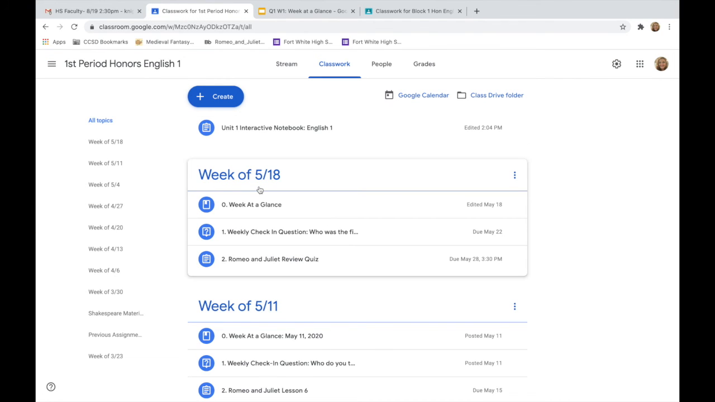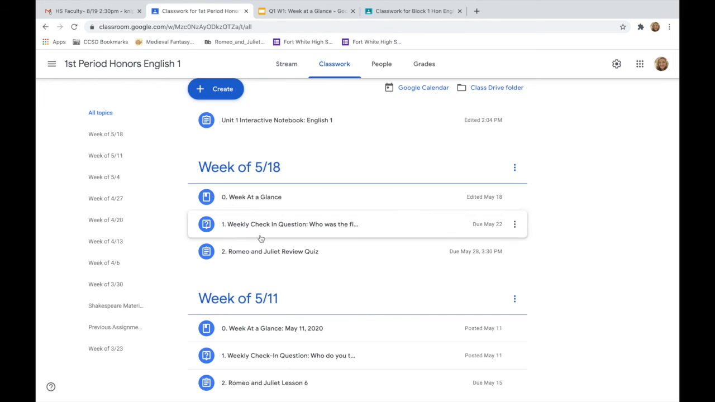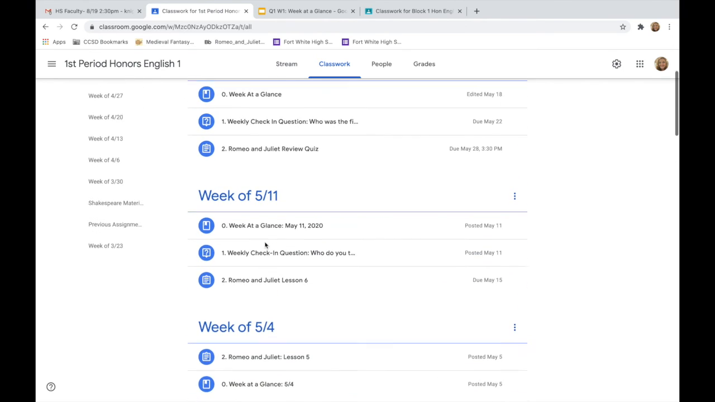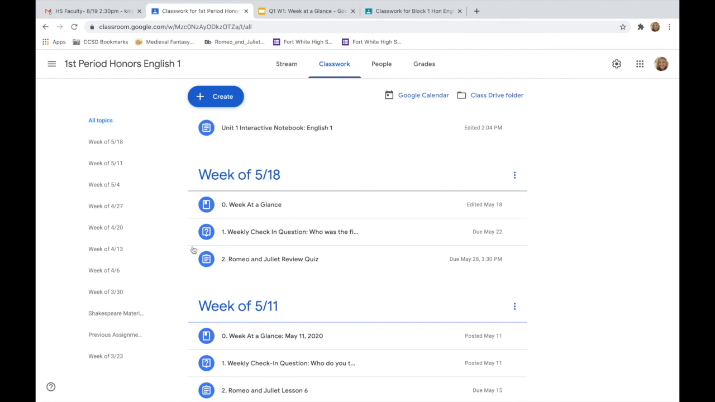And then if you come look in Classroom, I pulled up one of my classes from last fall just so you guys can kind of see what this ends up looking like. So these are going in weeks backwards. So this was the last week we met, but they had a week at a glance post, they had a discussion board post, and then they had their assignment for the week.